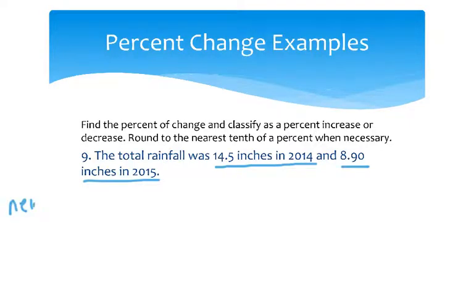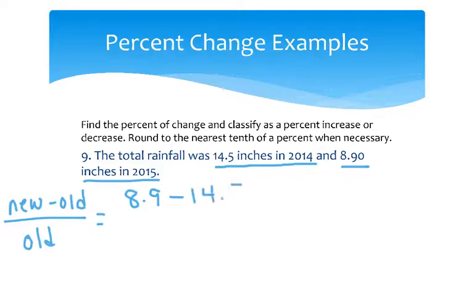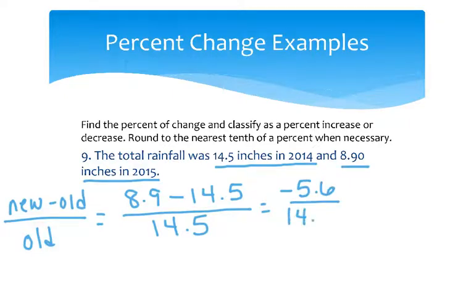So new minus old all over old. So the new amount, so that would be the most recent, is going to be the 8.9 minus the old, which is 14.5, all over 14.5. Simplifying your expression now, 8.9 minus 14.5 on the calculator is negative 5.6, all over 14.5. Again, the negative is going to tell me I'm going to have a percent decrease.